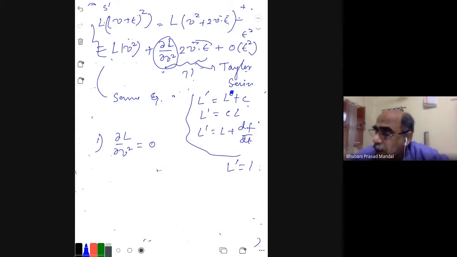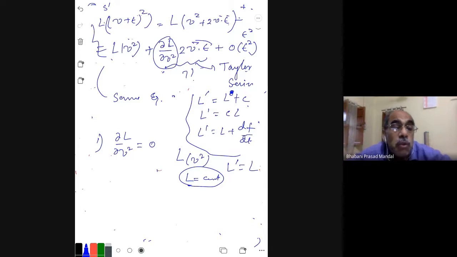But what does it mean? I said my Lagrangian depends only on V square. Now I am saying that my Lagrangian is independent of V square. That means my Lagrangian is constant. But that is a trivial thing. Lagrangian is constant means no equation, no dynamics, right? So that is a trivial situation, and the Lagrangian is constant.